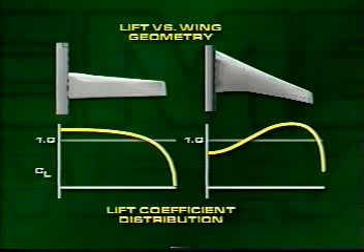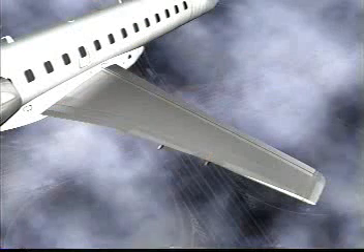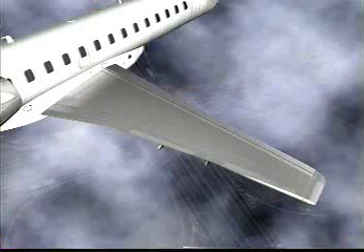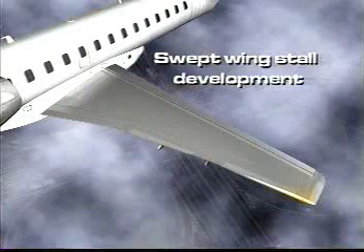Lift on swept, untwisted wings is concentrated on wing tips rather than the concentration at the root in a straight wing. Since the wing stall is started in the vicinity of the highest lift coefficient, the swept wing has a tendency to develop a stall pattern that begins at the tip.